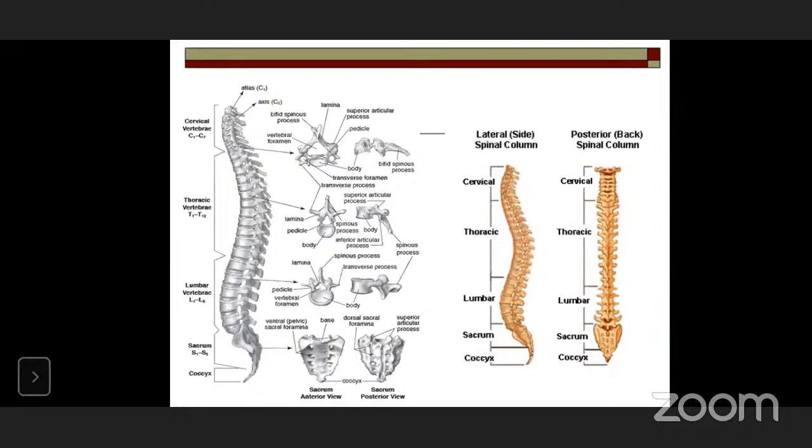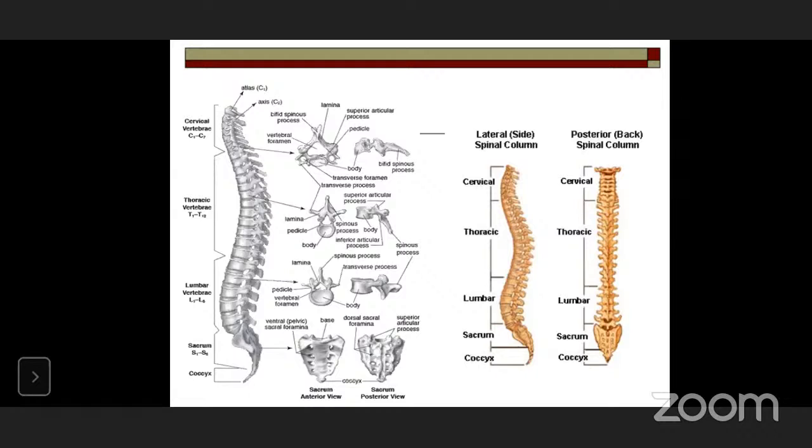Costal facets, which are present on the body, and the transverse process, which is present in the thoracic vertebrae. Then in the lumbar region, there is no costal facet and no foramina transversarium. That itself indicates that it is a lumbar bone. That is called the lumbar vertebra.